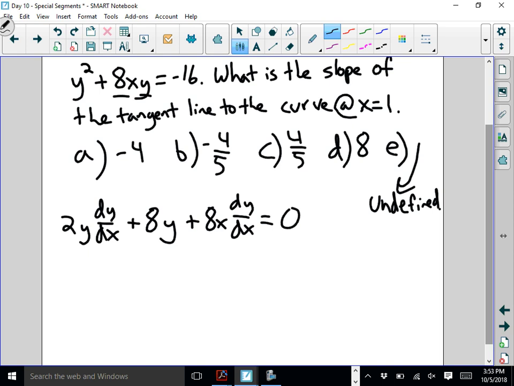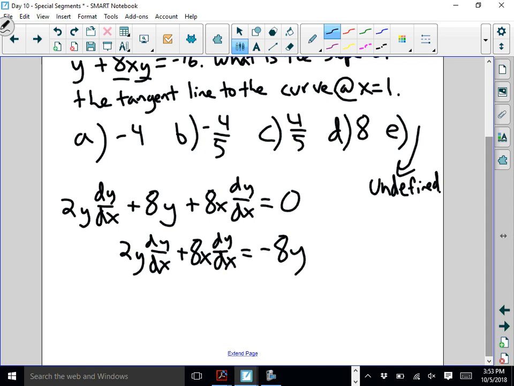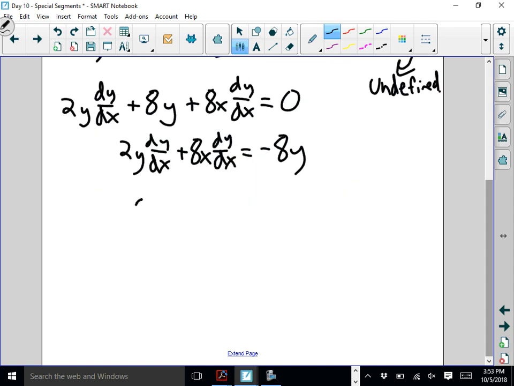Solving for dy/dx now, I'm going to subtract 8y to the other side, and I'll get 2y dy/dx plus 8x dy/dx equals negative 8y. Next, I'm going to factor out my dy/dx. And I got dy/dx times (2y plus 8x) equals negative 8y. And then I'm going to divide that over and simplify.